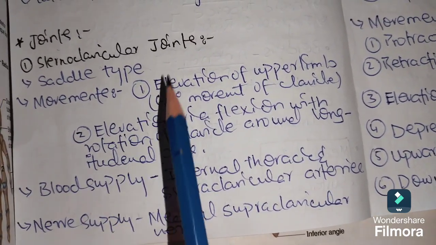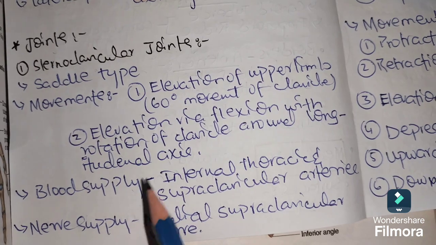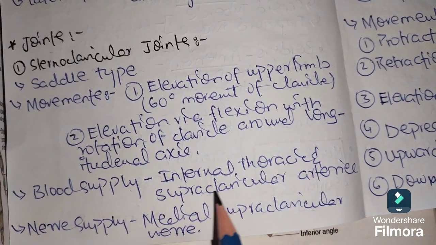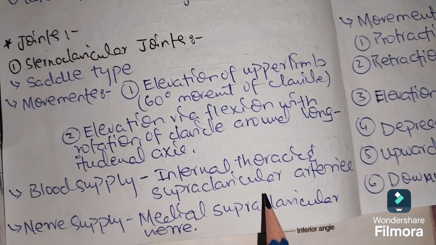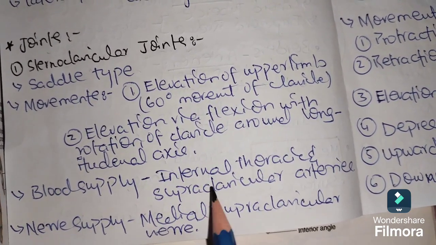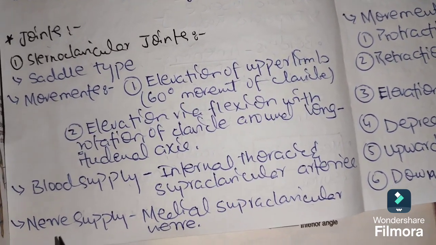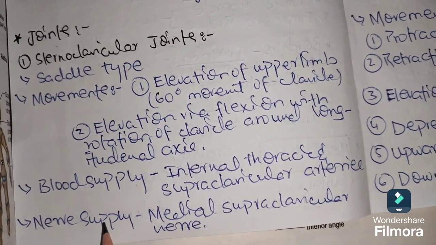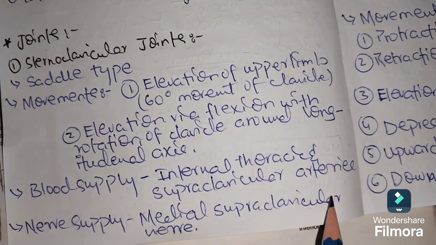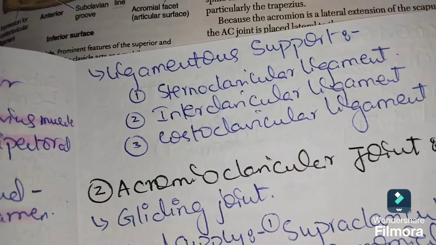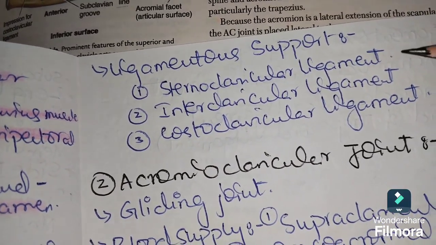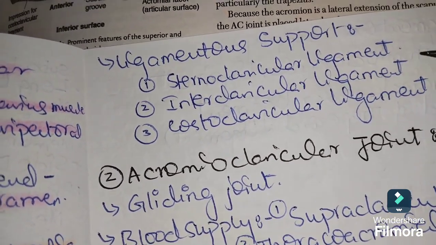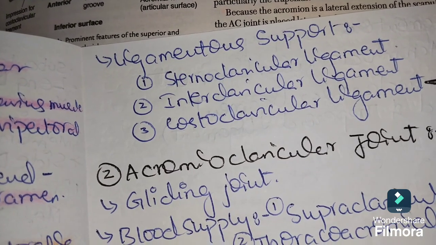The blood supply to the sternoclavicular joint is provided by the internal thoracic and the supraclavicular arteries. The internal thoracic artery and the supraclavicular artery are responsible for the blood supply of the sternoclavicular joint, and the nerve supply is given by the medial supraclavicular nerve. The ligamentous support at this joint is provided by the sternoclavicular ligament, interclavicular ligament, and the costoclavicular ligament.